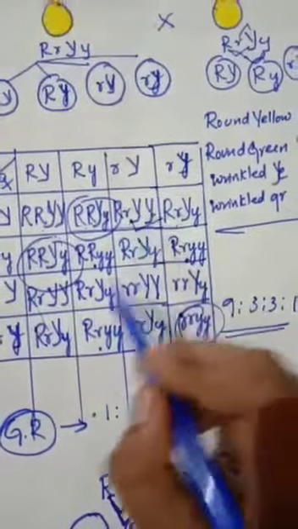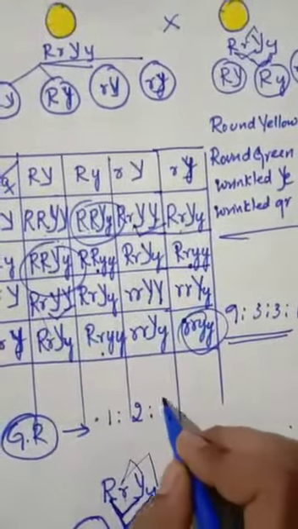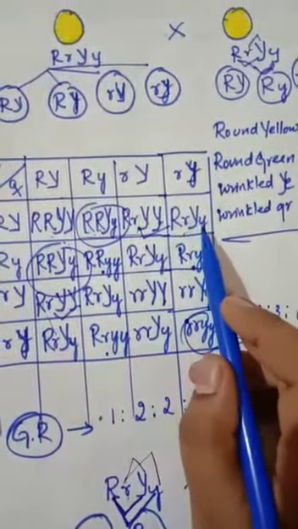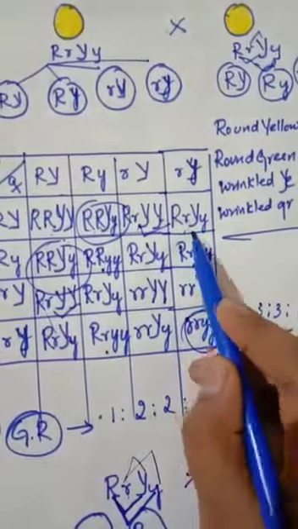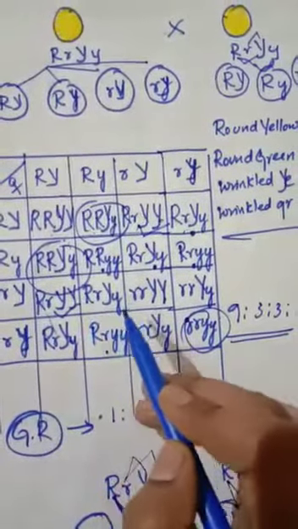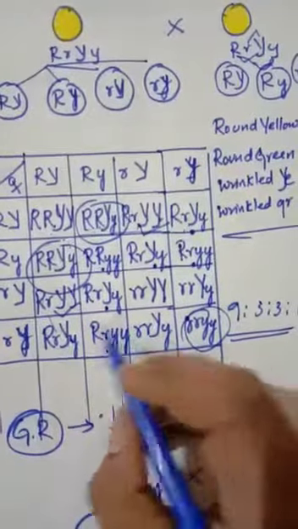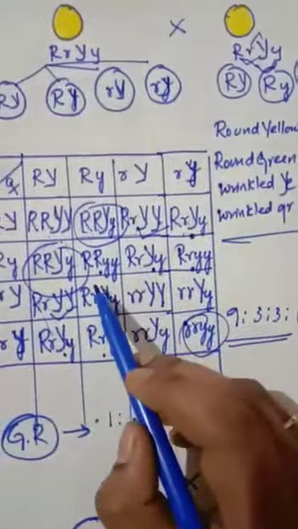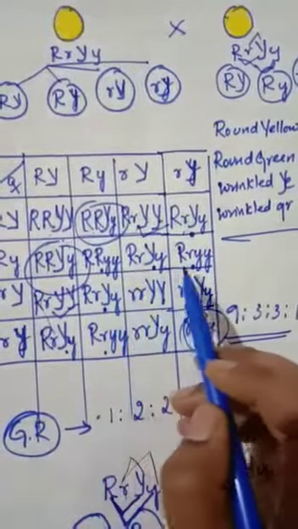Yes, this one and this one, totally 2. Okay. So now like this, capital R, capital Y, small y. 1, 2, 3, 4. So totally it is 4. Okay. So now like this we have all fine.